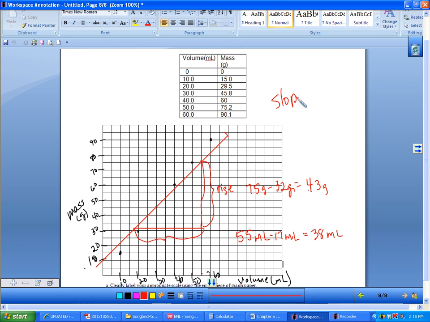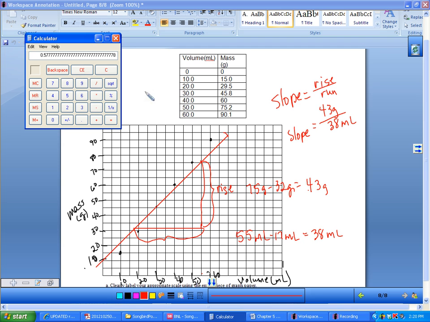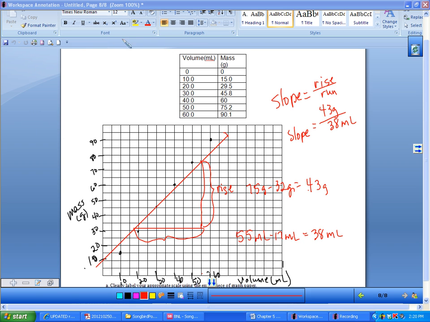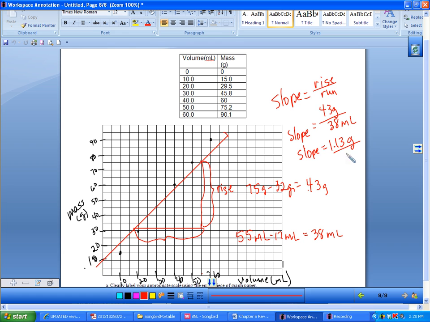My slope is rise over run. Rise is 43 grams and run is 38 milliliters. So when I make that calculation, I'm going to take 43 and divide it by 38. And I got 1.13, and it should be, on your graph, about 1.5. But again, my line, I can't get it to scoot. I have to figure out how to do that. But yours should be 1.5 or somewhere in that neighborhood.